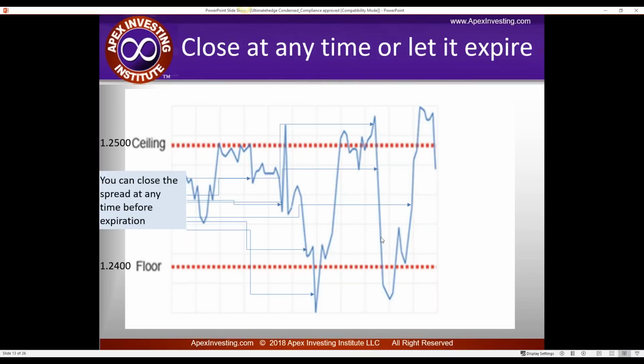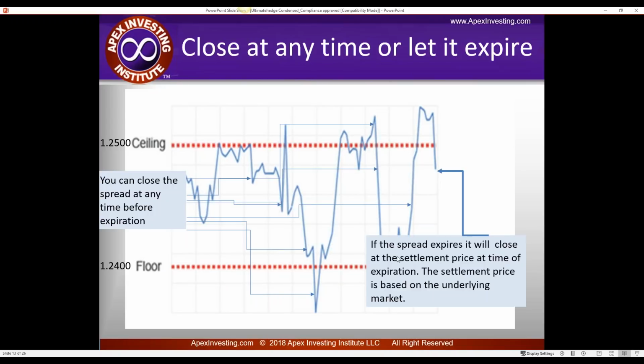I'm down $30, right? I didn't have to just let it sit and go all the way against me and take the full max risk. I could have gotten out either way. And if I leave it open, then when the spread expires, it will close at the settlement price at the time of expiration. So wherever I bought or sold compared to where it expires, times $1 a tick, either profit or loss. Pretty simple how spreads work, okay?